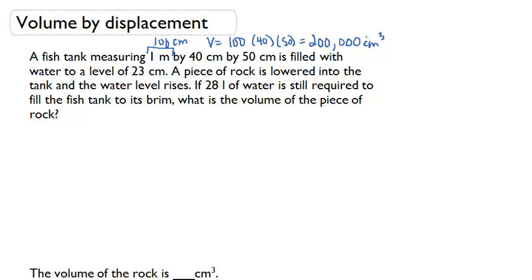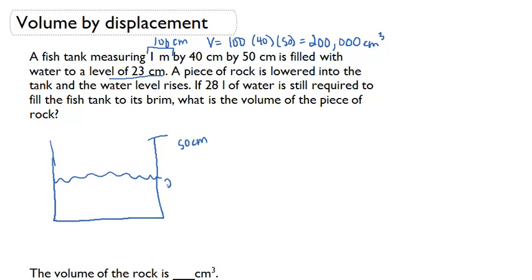Okay, now we have a piece of rock. Or first, actually, let's talk about the water. The water is filled to a level of 23 centimeters. So that means in my tank that is really 50 centimeters high, we're only filled up to here at 23 centimeters. So let's figure out the volume of our water. The volume of the water we can find by doing 100 times 40 times 23. And that will give us 92,000. So the volume of the water is 92,000.